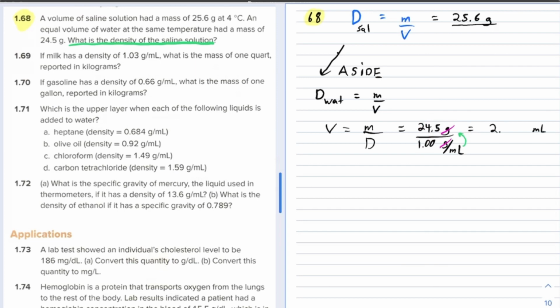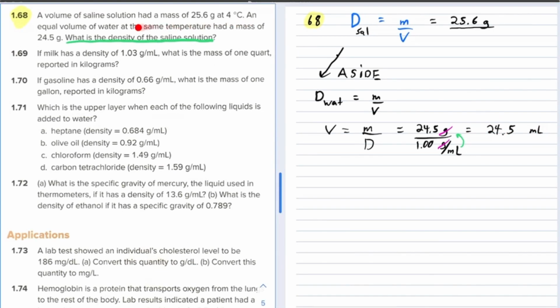One of the nice things about water is that if you know how many grams it is, then that's the same thing as the number of milliliters. Now, technically, this is for water at 4 degrees Celsius, but its density changes very little. When its temperature changes, its density remains roughly 1 gram per milliliter. So anyway, now that we know the volume of the water, the problem says that's the same as the volume of the saline solution.